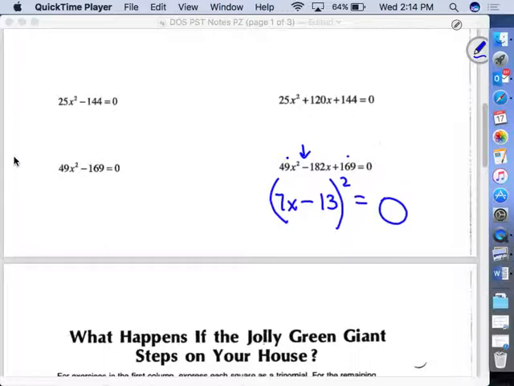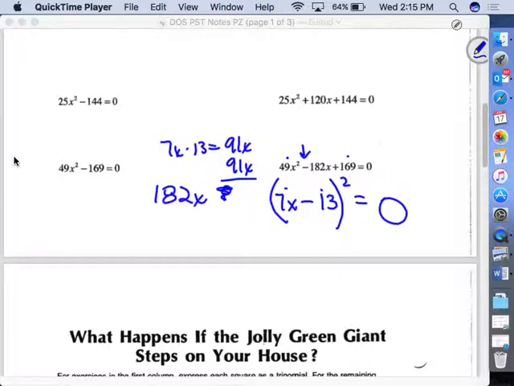7 times 13 is 91. 7x times 13 generates 91x. Is the term in the middle 91x plus 2, or 91x times 2 rather? And it is. That does generate 182x.